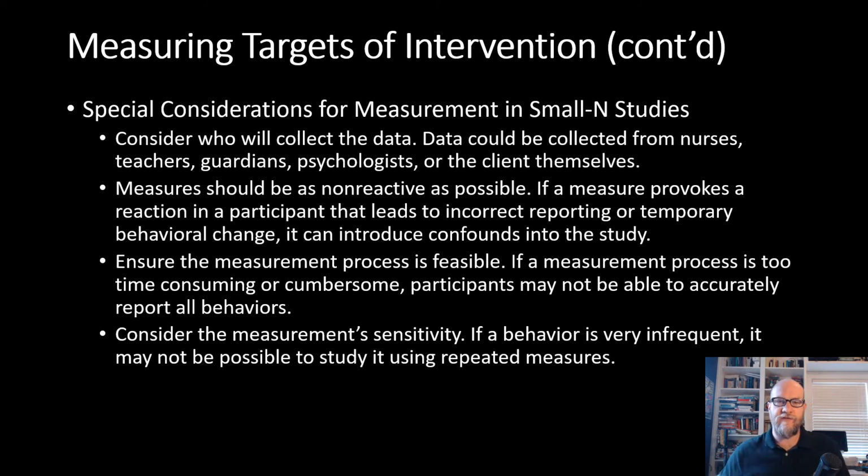So as I said, we've got to measure our targets of intervention, and there are some special considerations that we have to take into account when we're looking at small n or single subject studies. So first of all, consider who's going to collect the data. These types of studies often take place, as I said, in institutional settings, hospital settings, that kind of thing. Sometimes in schools, sometimes in clinics or in an outpatient setting. But basically, is it going to be nurses, teachers, guardians, psychologists, the client themselves providing the measurements?